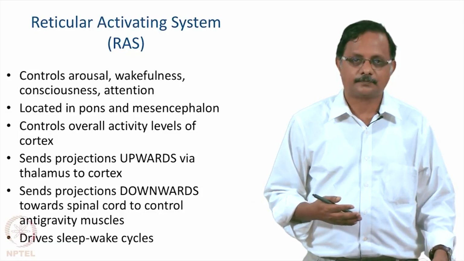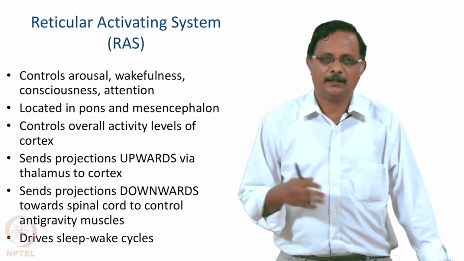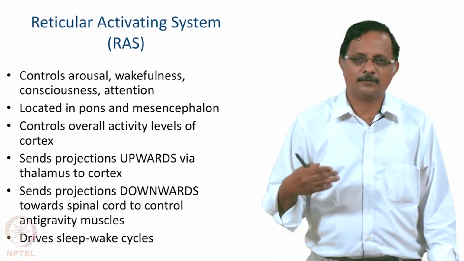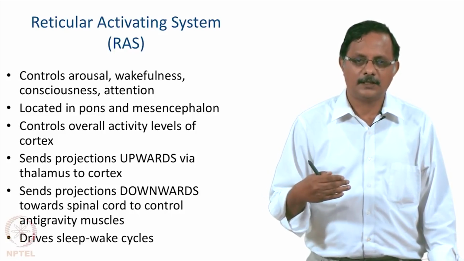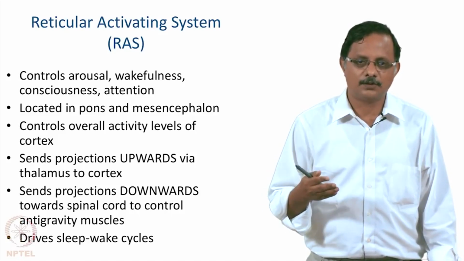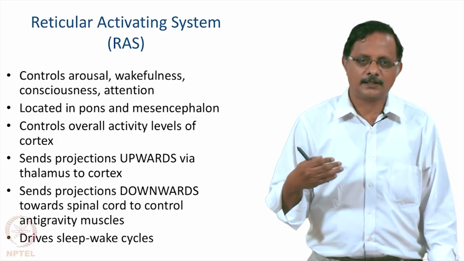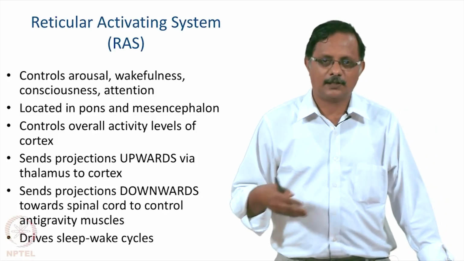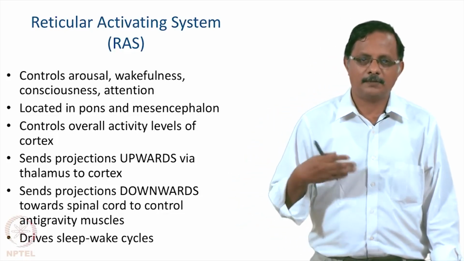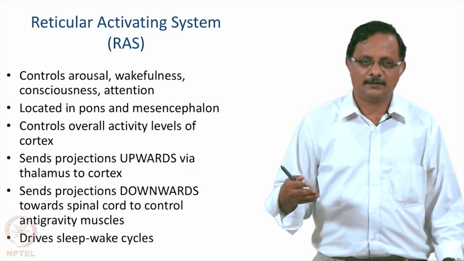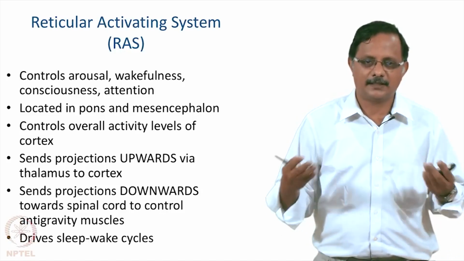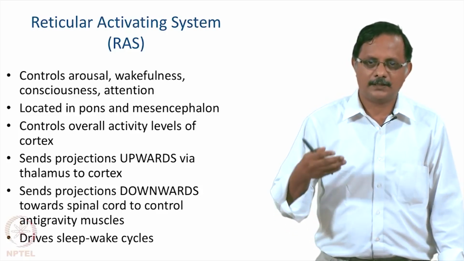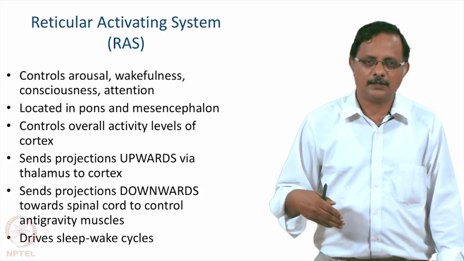of the cortex. So, here there are again two kinds of connections from the RAS. There are the upward connections from the RAS to the thalamus, and from the thalamus up and onwards to the cortex. Then the RAS also sends downward connections to the spinal cord and onward to muscles, which control the anti-gravity muscles. These are the muscles which keep us erect, or in a standing position, working against gravity. Therefore, they are called anti-gravity muscles. So, these downward signals also go to control the anti-gravity muscles.